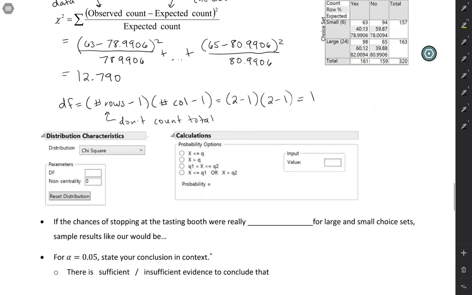Okay, so that's the logic behind a chi-squared test of independence. In the next video, I'll show you how to calculate the p-values using JMP, and just like before, there's 2 different ways to do that.